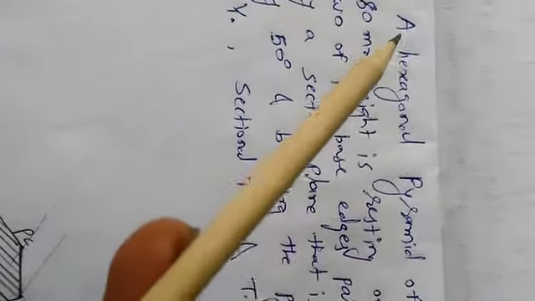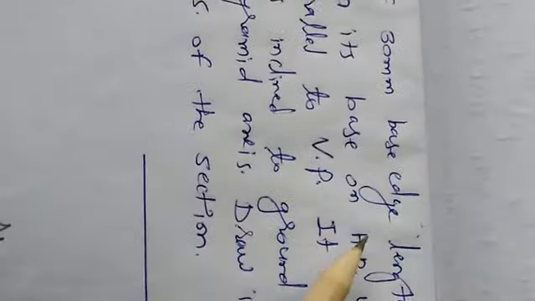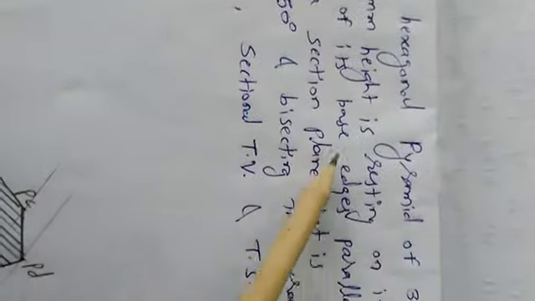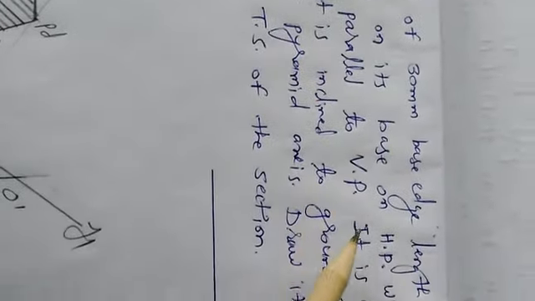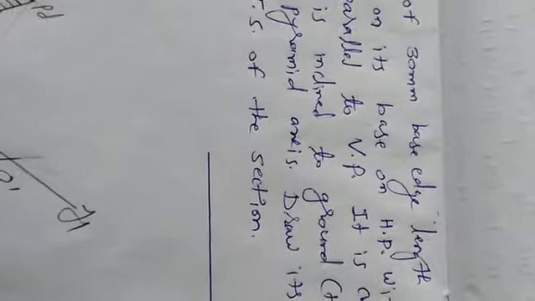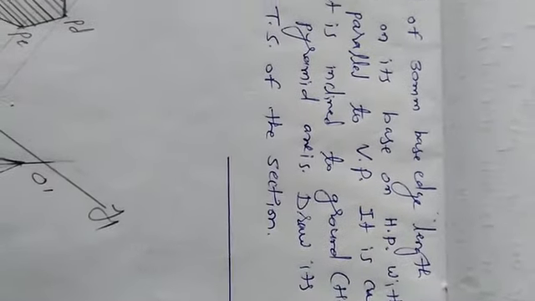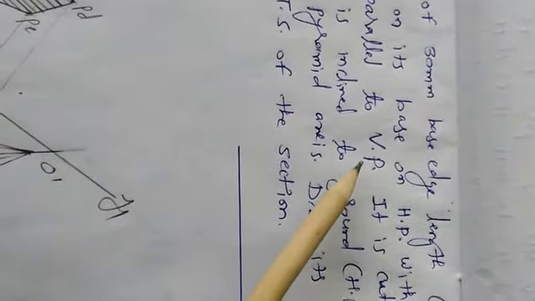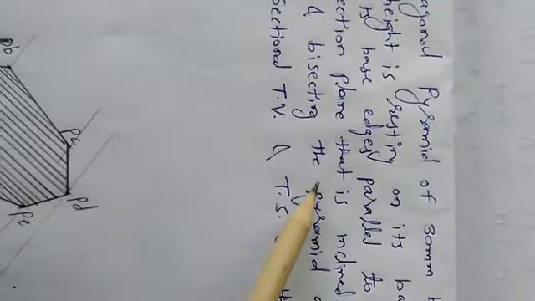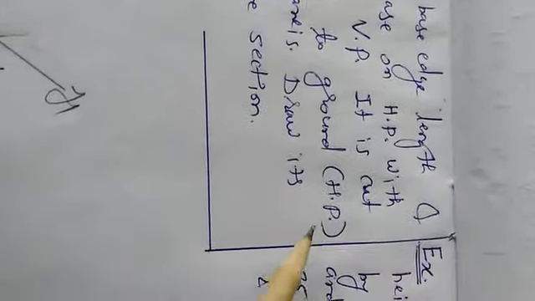See here the narration. Hexagonal pyramid of 30 mm base edge length and 80 mm height is resting on its base on HP with two of its base edges parallel to VP. In this way, the positioning of the solid on that particular principal plane, that is HP, is mentioned in the first sentence. It is cut by a section plane that is inclined to ground, that is HP, by 50 degrees and bisecting the pyramid axis.